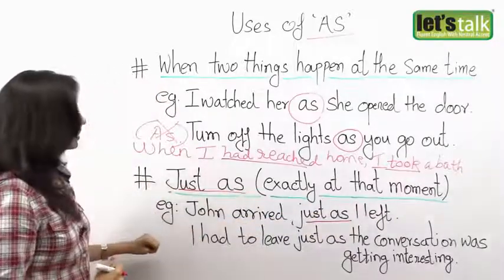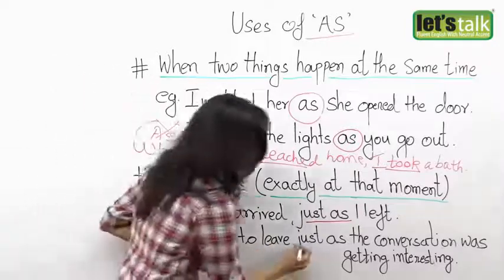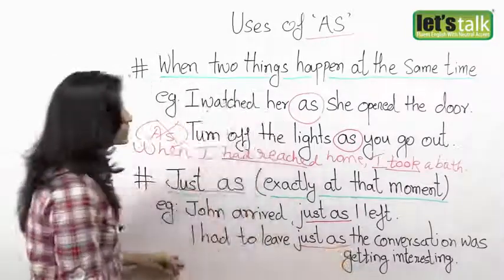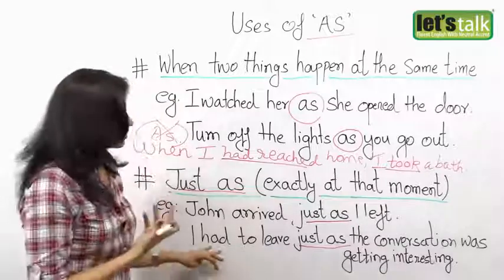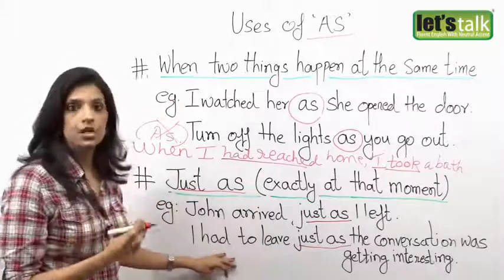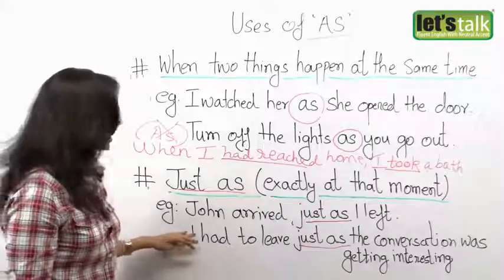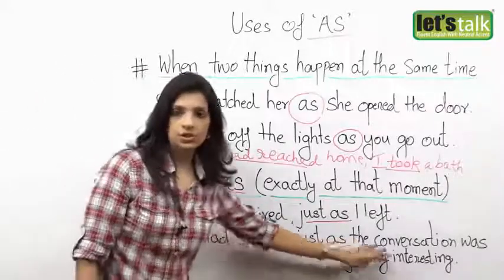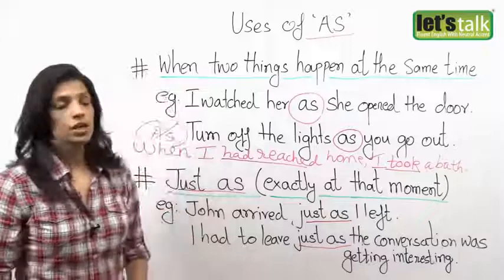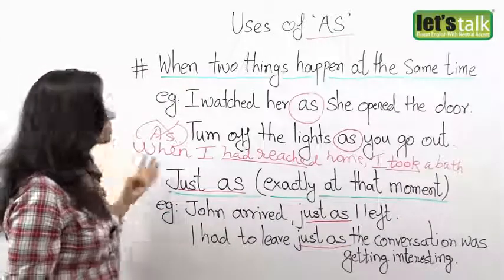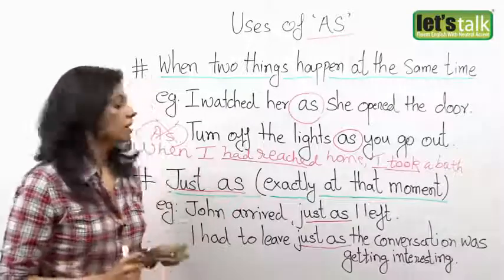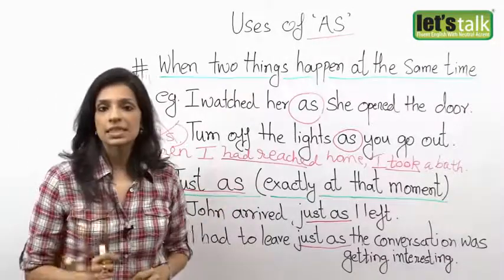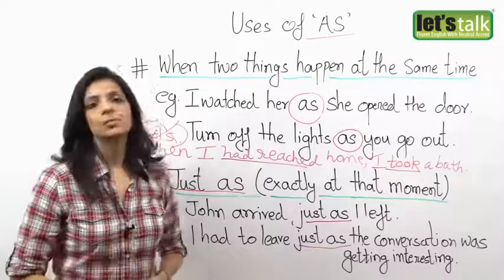In my next example, I had to leave just as the conversation was getting interesting. So when the conversation began to get interesting, that is the time I had to leave. So exactly at that time, I had to leave when the conversation got interesting. So I hope these two examples are clear to you. You use "as" when two things happen at the same time, or you use "just as" when you want to say something happened exactly at that moment.